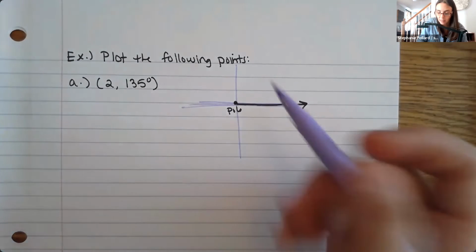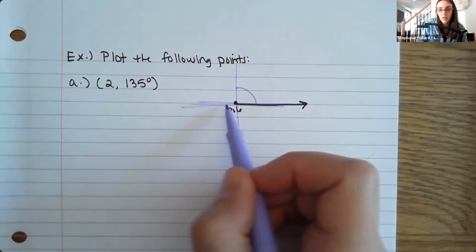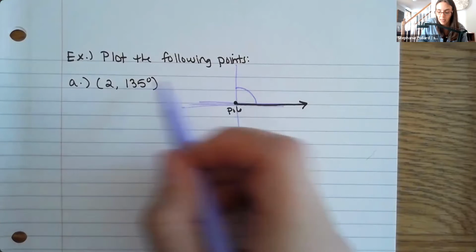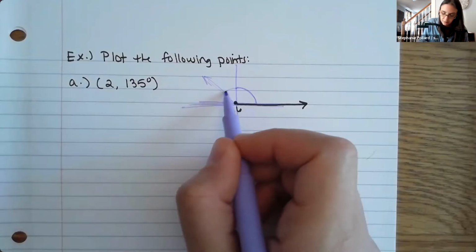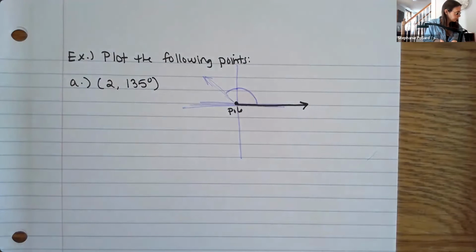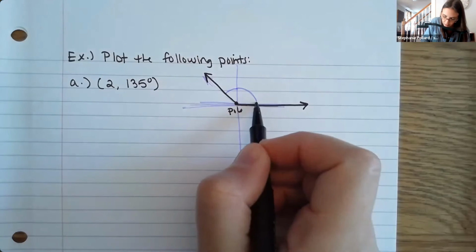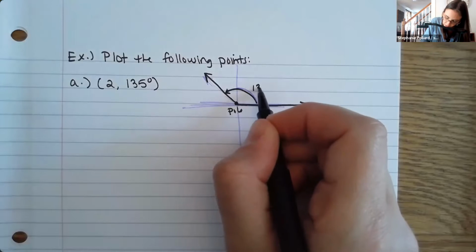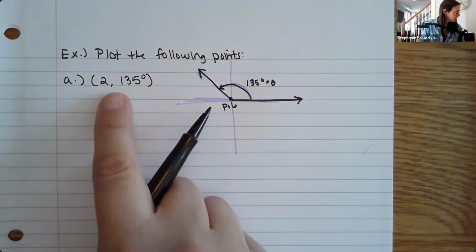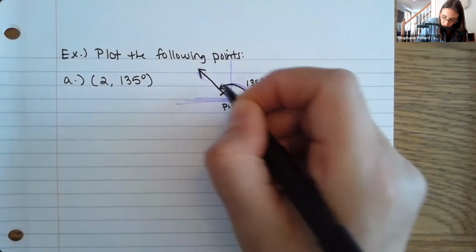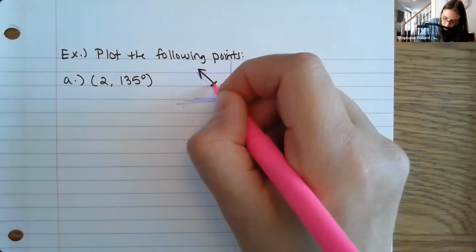If you think about it, 90 degrees would be a quarter turn. 180 would be a half turn. So that's too far. 135 degrees is 90 degrees plus 45. So we're coming out at an angle like this. So this is my theta. And again, it's positive, so we're going in the positive direction. Now, where is our point? Well, it's 2 units out. So I have 1, I have 2. Let's use a different color here. And this is going to be my point.